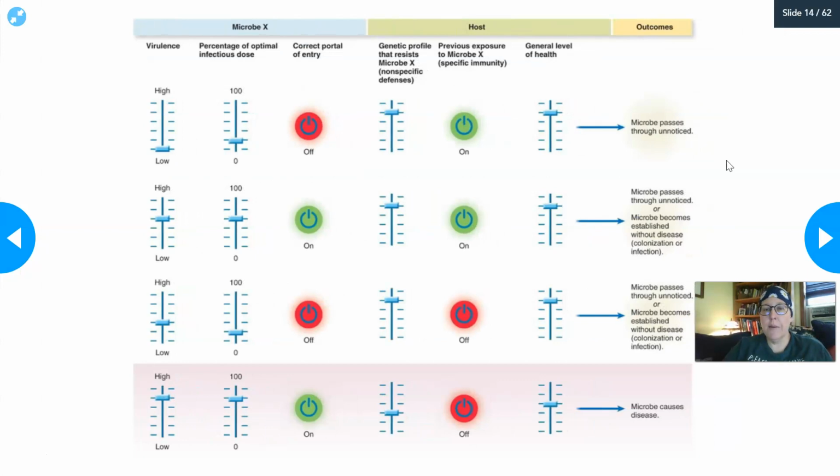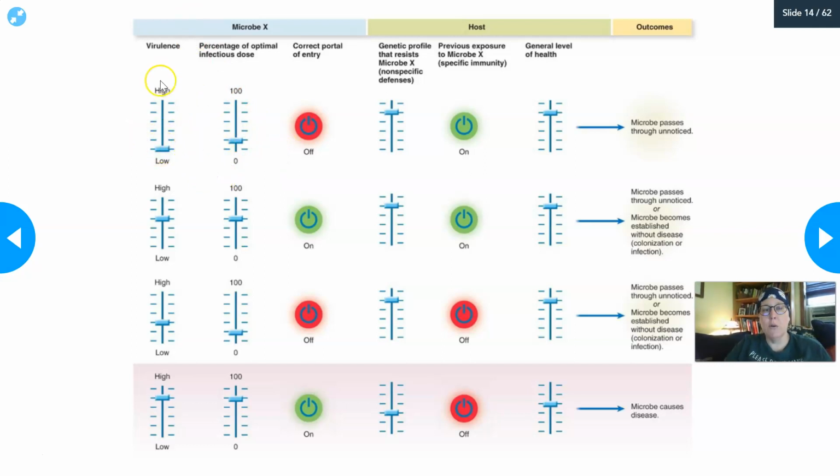And so this diagram I really do like, because it can give you an idea of who gets sick and who doesn't get sick. This is actually quite pertinent to what we have going on right now with coronavirus. Okay, so let's start here. If the virulence of the microbe is low, and you get a low percentage of the optimal infectious dose, which we don't know what the infectious dose is for coronavirus. We don't know how many virions it has to be.